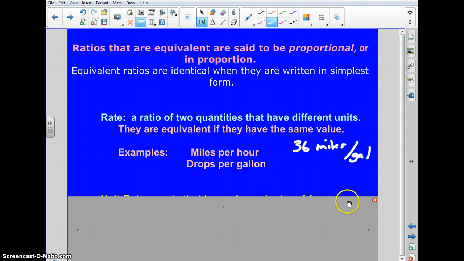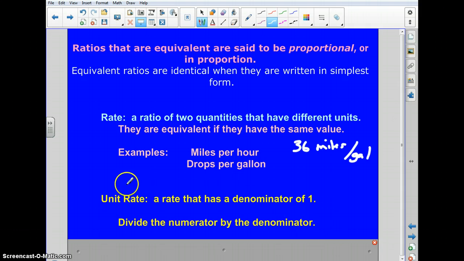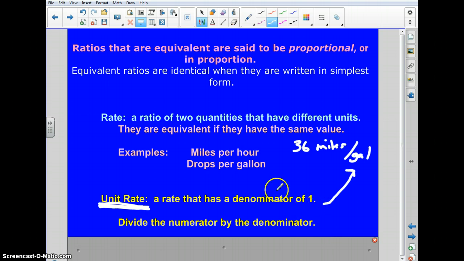So moving down here, a unit rate, it's a little bit more of a specialized kind of rate, a rate that has a denominator of 1. So in my example that I did up here, my denominator was 1, 36 miles in 1 gallon. So to find that, you divide the numerator by the denominator, and we are going to do examples of that later on in our notes. So that should be the first page.